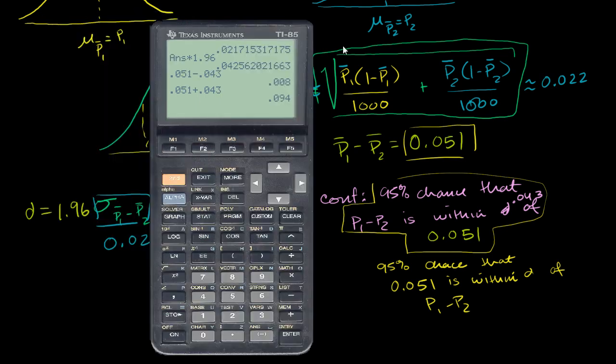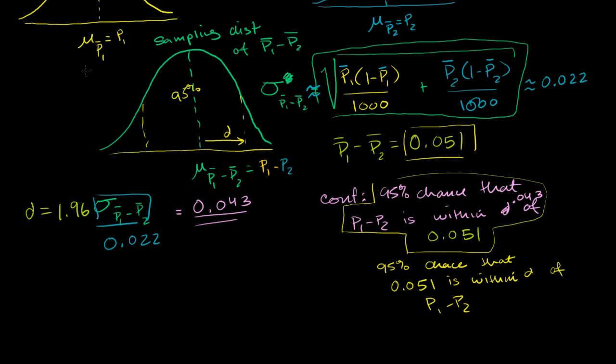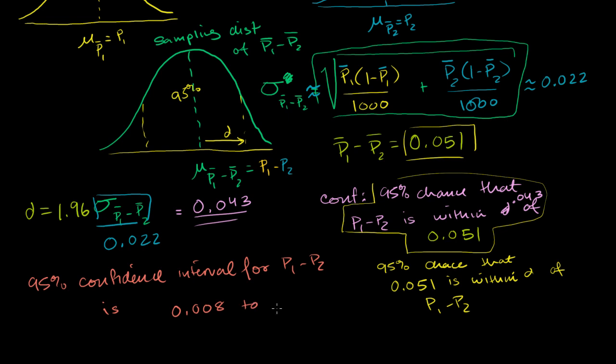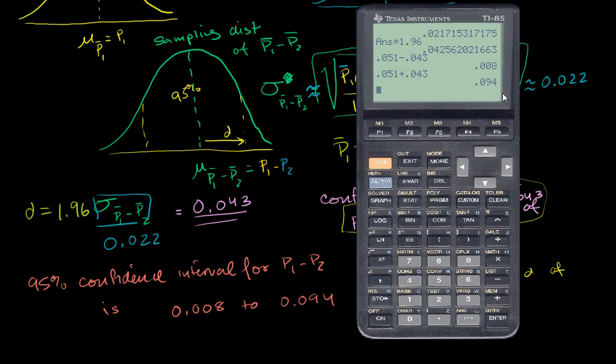So the 95% confidence interval between the proportion of men and the proportion of women who are going to vote for the candidate, for p1 minus p2, is 0.008 to 0.094. Have it right here on the calculator. And we're done. So we're confident that there's a 95% chance that men are more likely to vote for the candidate than women.